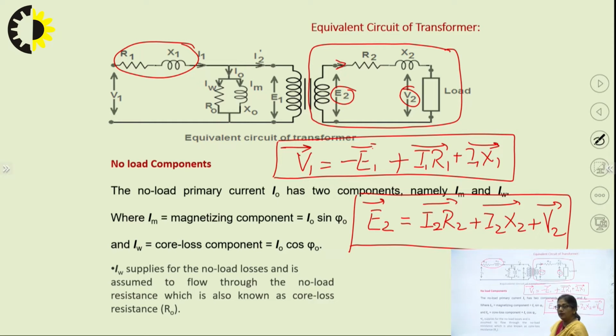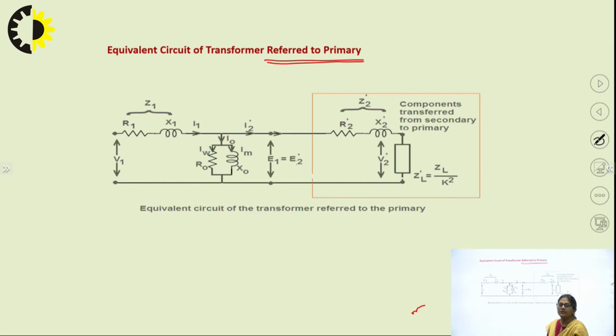Although in a transformer we will be having two different circuits electrically isolated, when we are going for the equivalent circuit referred to primary, we will be just removing the coupling between the two and referring the secondary side towards the primary side. If you just see here, what are the changes in the circuit? We are going to start with the primary circuit as it is.